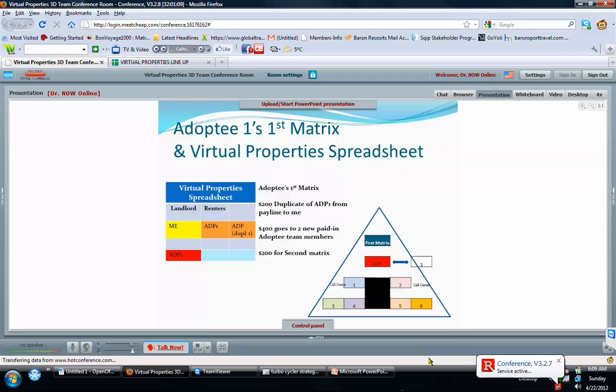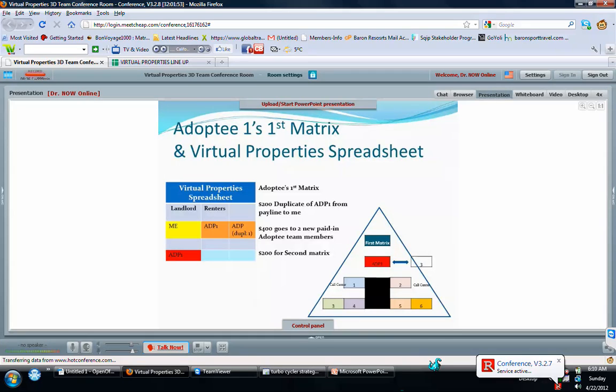So in the first matrix, the $800 is distributed as follows. $200 is taken, giving you a duplicate of the adoptee number 1 from Payline to yourself, and you can see that next to you in the virtual property spreadsheet. And $400, and I'm sorry, I misspoke here. Let me back up 1 minute. The $200 duplicate of the adoptee 1 from Payline to me means you'll get an extra member, your second one, that will then repeat this whole process that we're going through now.